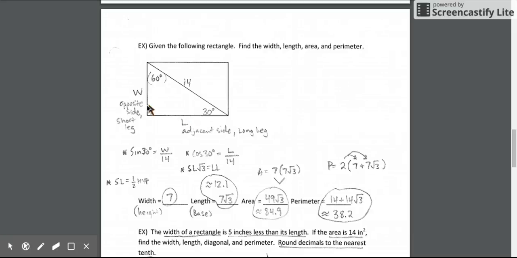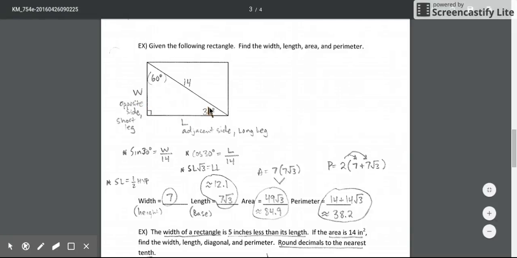To find this width, it's across from the 30-degree angle. So this would be our shorter leg in that triangle. And that shorter leg is always half the hypotenuse. So half of 14 is 7.